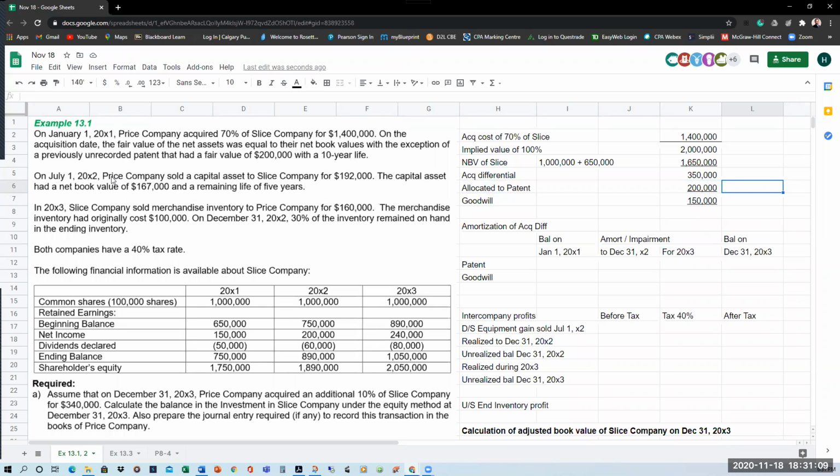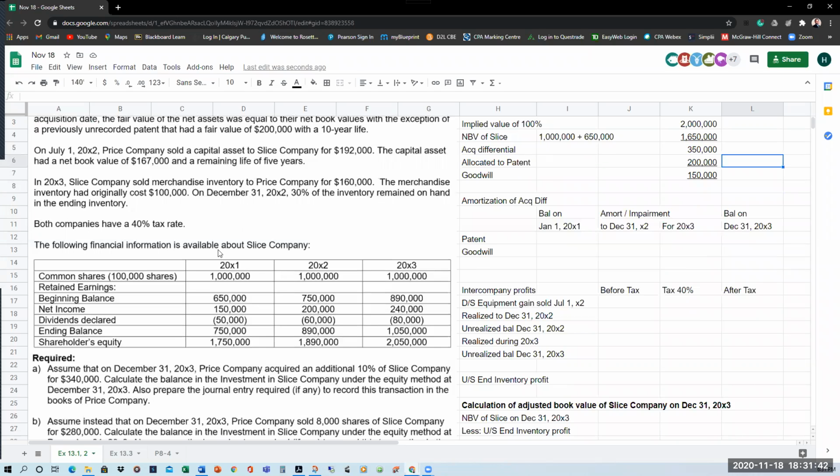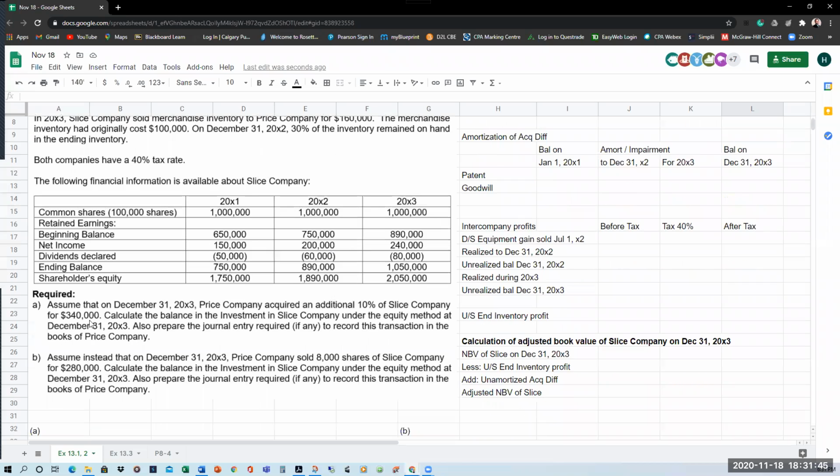On July 1st, 2002, Price Company sold a capital asset to Slice for 192,000. The capital asset had a net book value of 167,000, remaining life of 5 years. In 2003, Slice Company sold merchandise inventory to Price. Original cost was 100,000. That's a typo. It should be December 31st, 2003. 30% of the inventory remained on hand in the ending inventory. Both companies have a 40% tax rate.